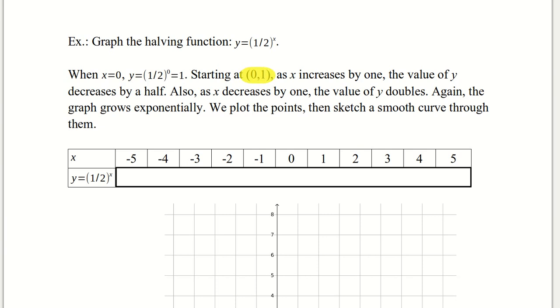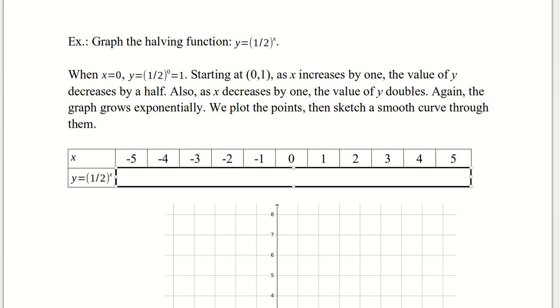Now, as we go to the right, as x increases by 1, the value of y decreases by 1/2. In other words, instead of doubling, it's halving. Also, as x decreases by 1, that is, as we go backwards, the value of y doubles. So the graph grows exponentially. Let's plot some points and let's see what's going on here.